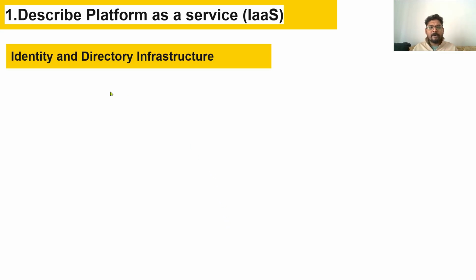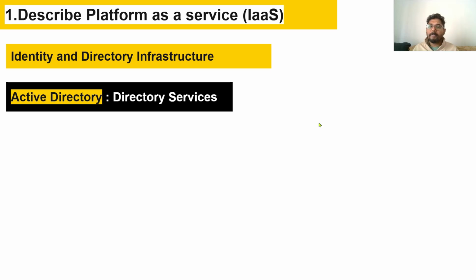There's one more category called identity and directory infrastructure. So what are the points to remember here? Identity means the user account creation, giving you access to something, right? That all comes under identity. So Active Directory, you might have heard about this term. Anything under identity and directory, think of Active Directory.